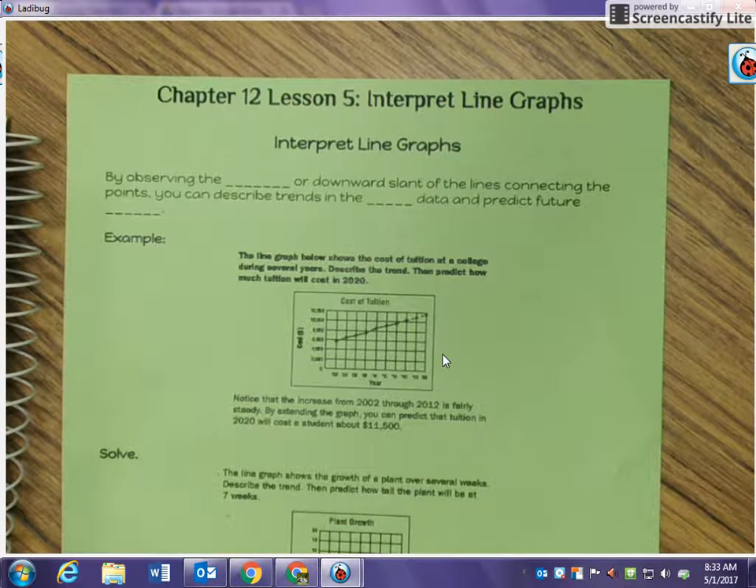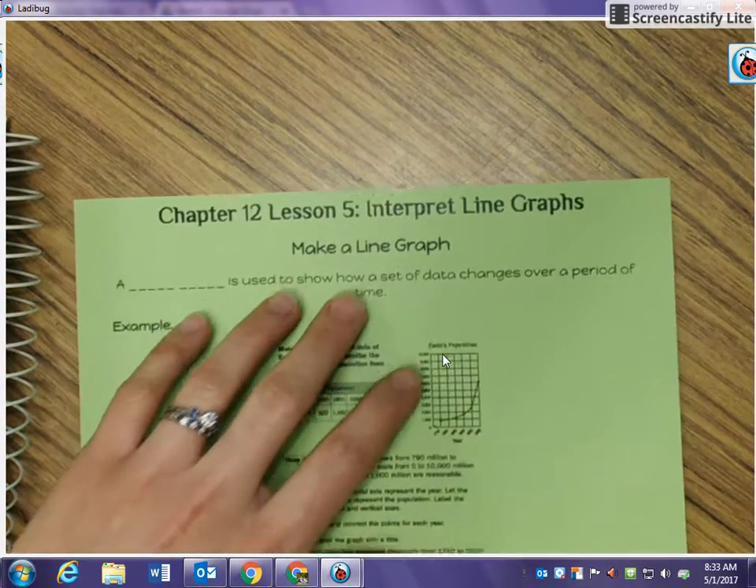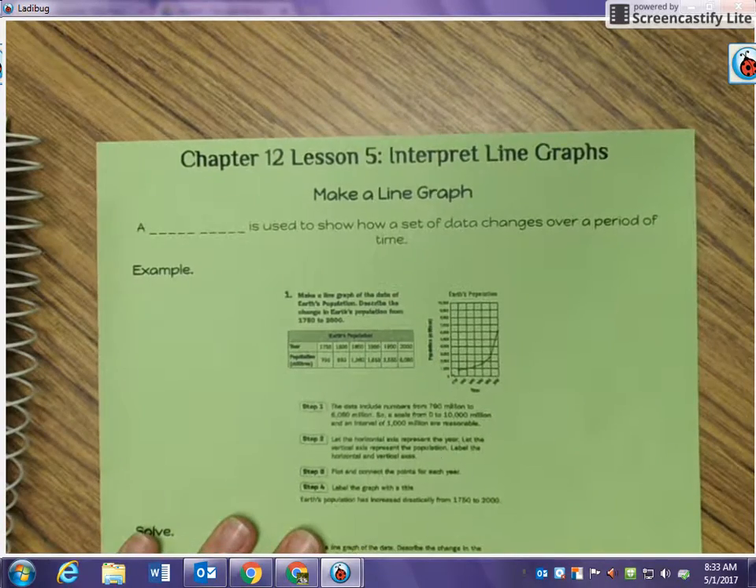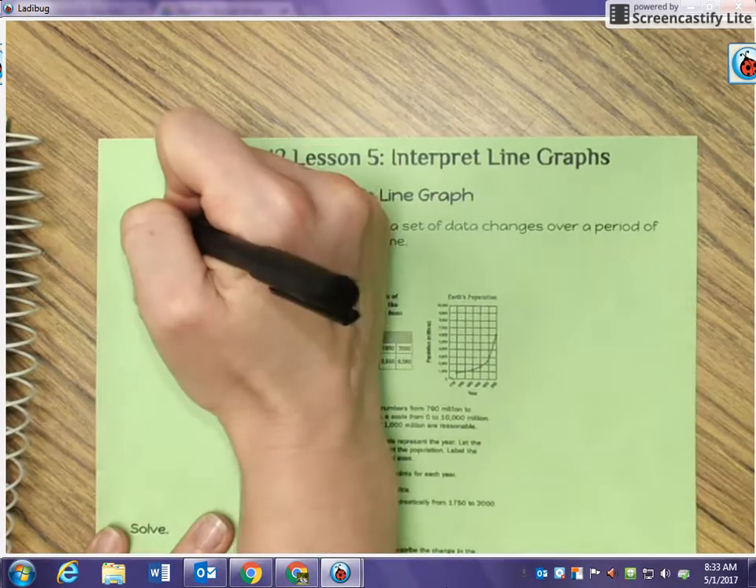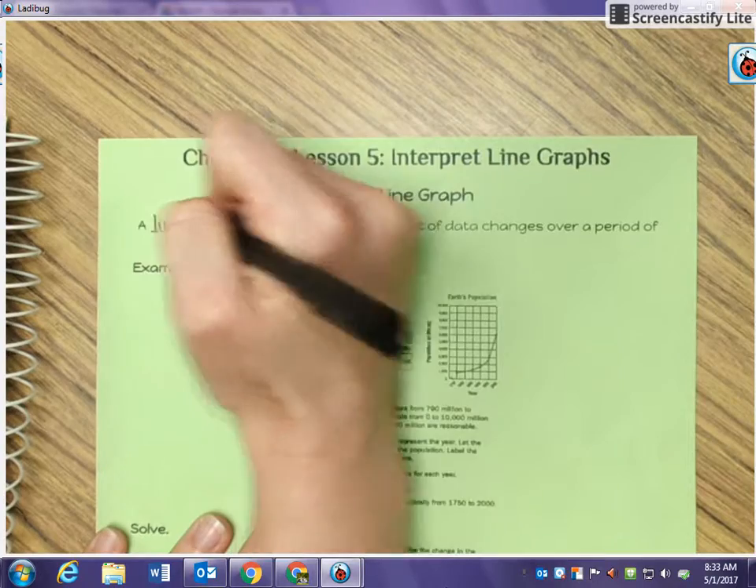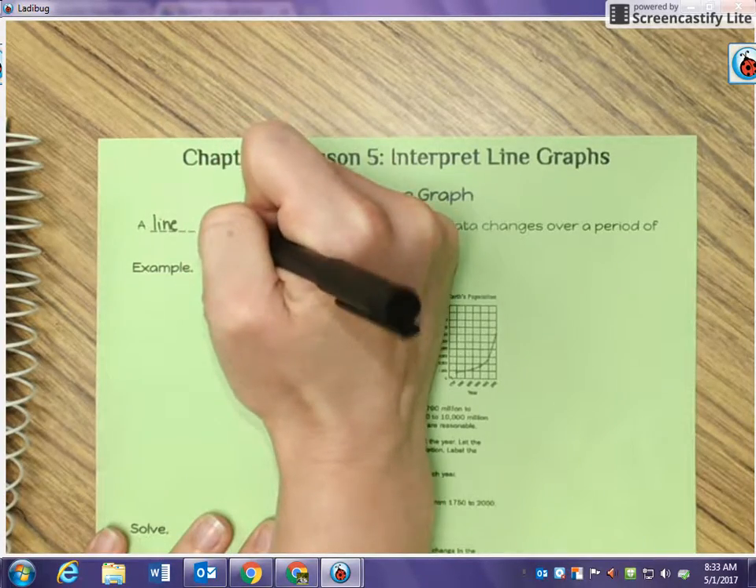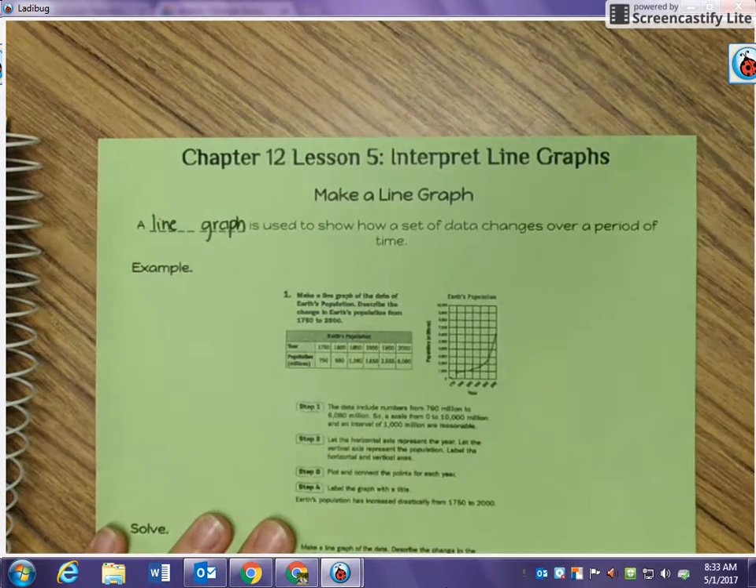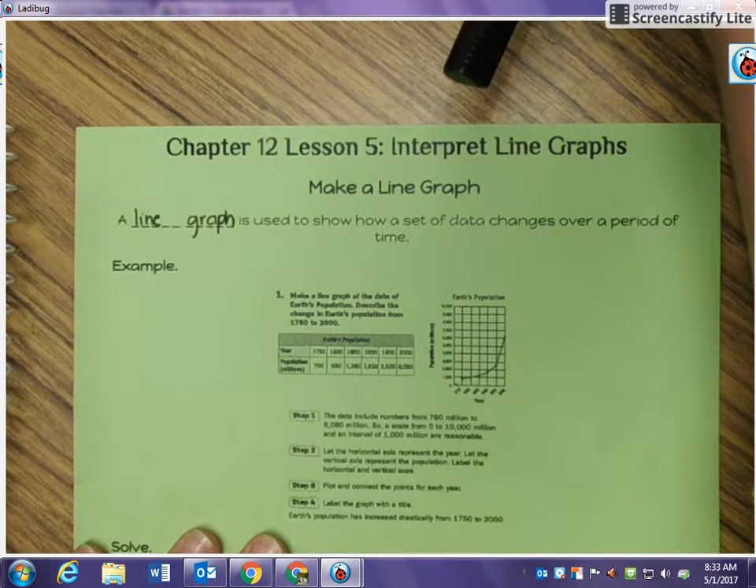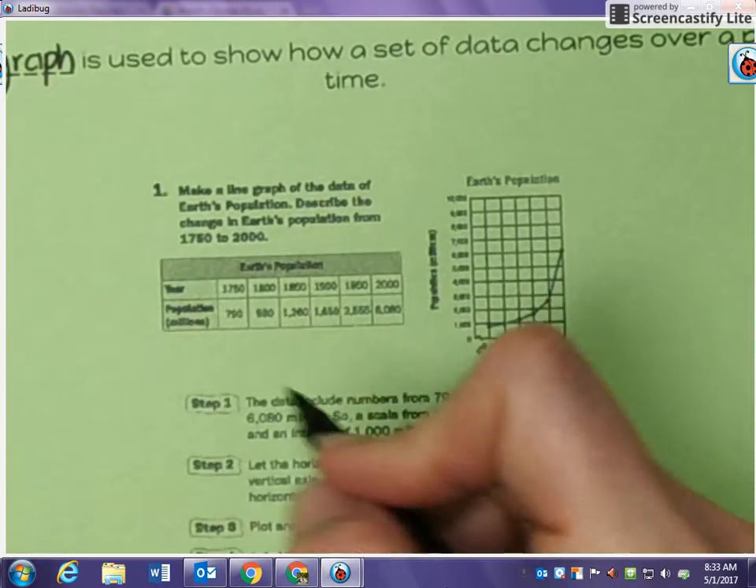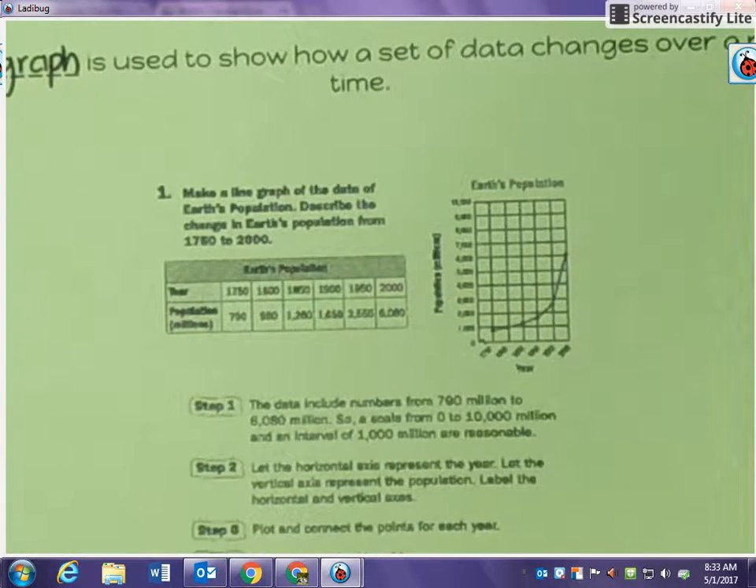Okay, lesson 5. We're going to interpret line graphs today. We're going to start on this side where it says make a line graph. A line graph is used to show a set of data or how a set of data changes over a period of time. So it will look like that. You put dots on it, then you connect them, right?